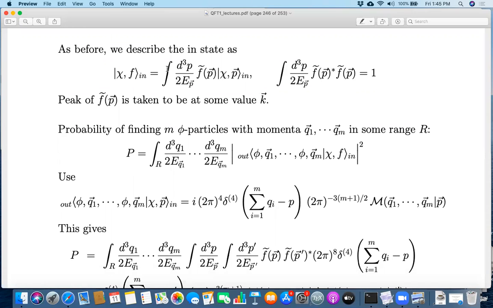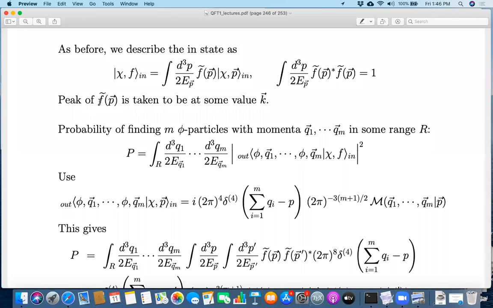So the in state we'll write as the integral of d^3p over (2π)^3 2E_p, f tilde of p, which is the wave function in momentum space, times chi p, the momentum eigenstate. We will normalize f tilde in the same way as we did yesterday, because we want the state to be normalized. So once you normalize f tilde this way, the state chi f has unit norm. That reflects the fact that you are talking about one particle in the initial state. The only difference from what we did yesterday is that yesterday I had two initial particles. Now I have only one initial particle.